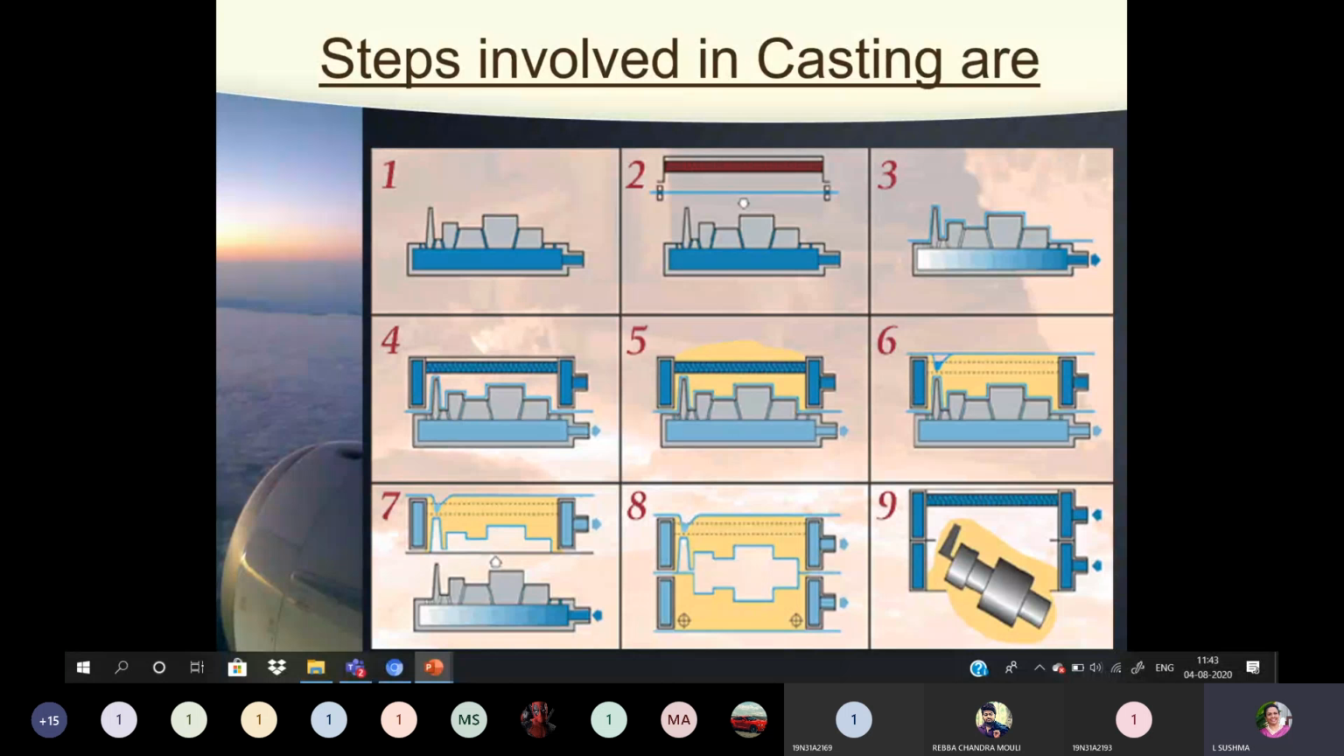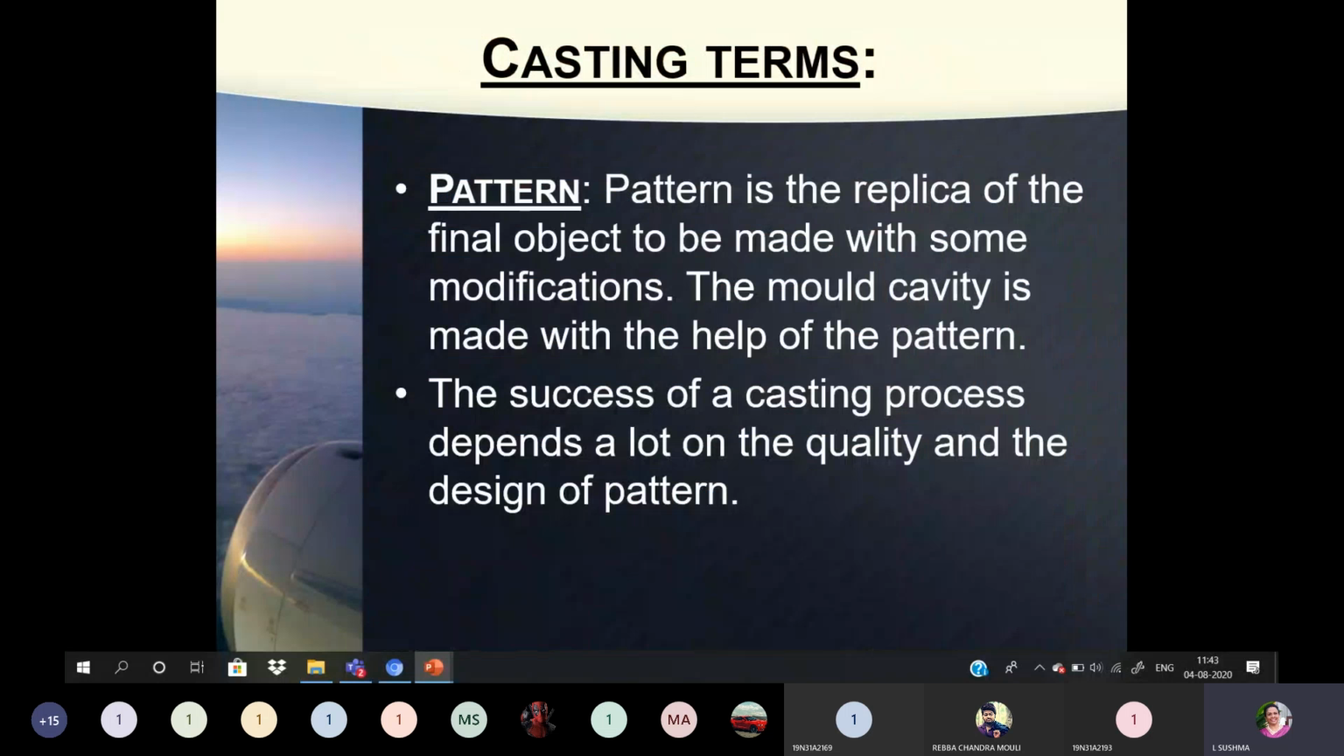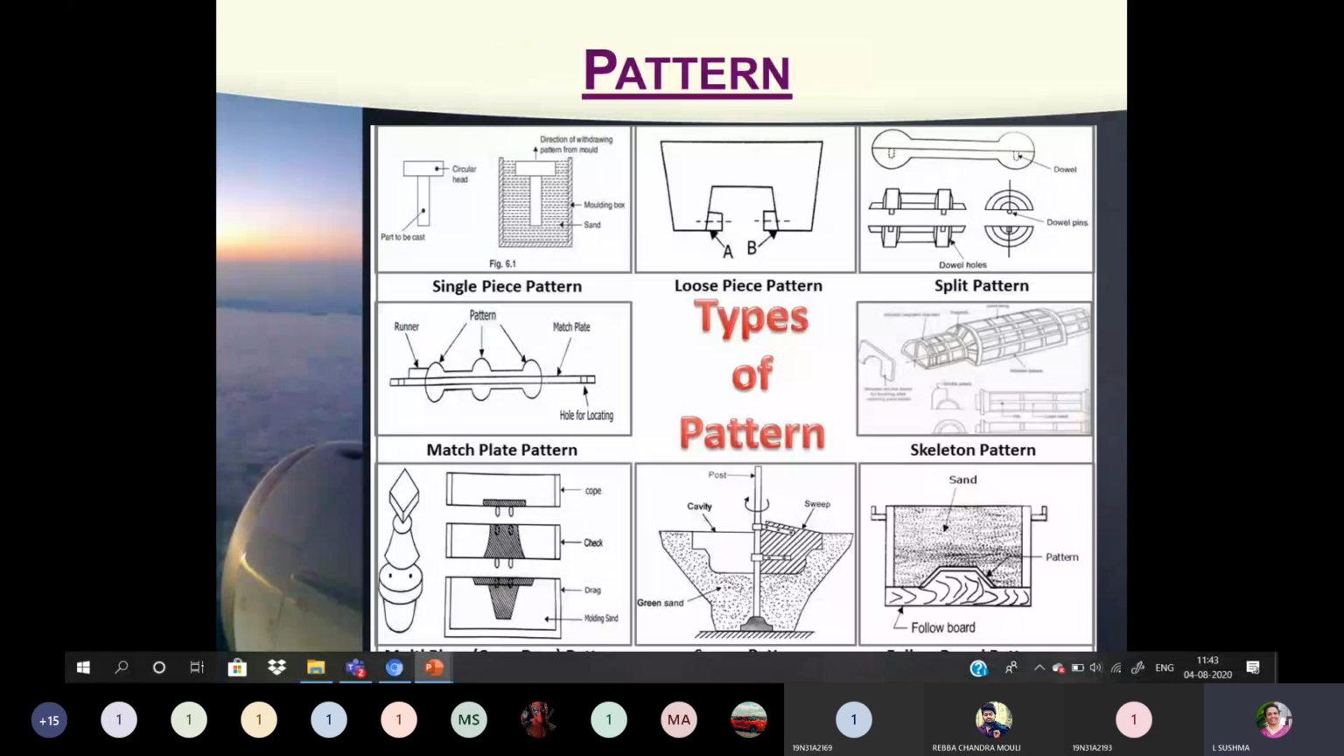Now, the casting terms. You should know the definitions of each and every term used in your molding process or casting process. The first thing is pattern. What I told, pattern is nothing but the replica of the final object, so that with that only you will create the mold cavity. The complete process will depend on the quality of your pattern. Yes or no? Because if the pattern is correct, you will get the correct final object. These are the different types of patterns here.